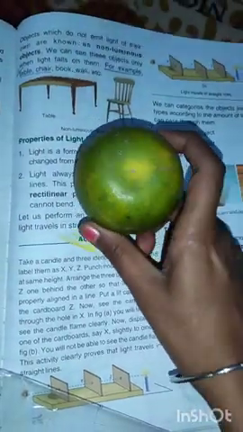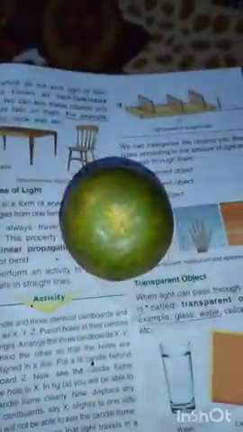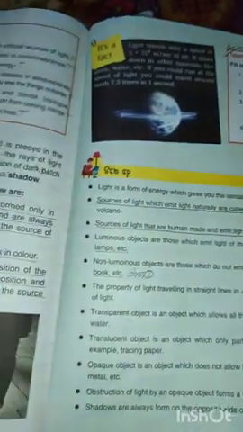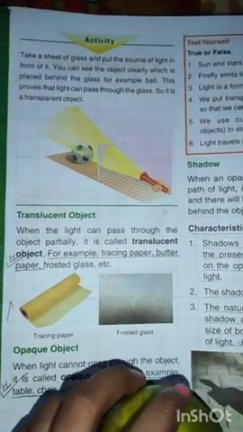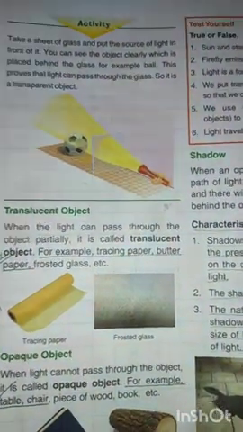Let's take an example of a transparent object. Here you can see we can easily see the orange with the help of this object. So we can say that this plastic is a transparent object. Why is this plastic transparent? Because we can see the orange easily. So this object is transparent. Now look at the activity. This activity you have to perform yourself at home and understand how light can pass through a transparent object.